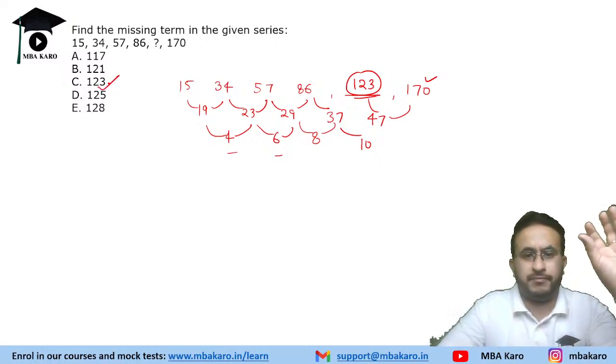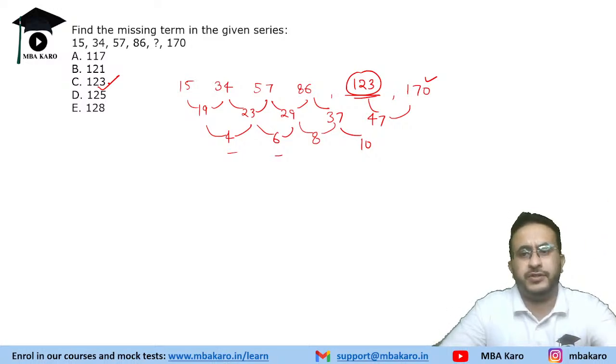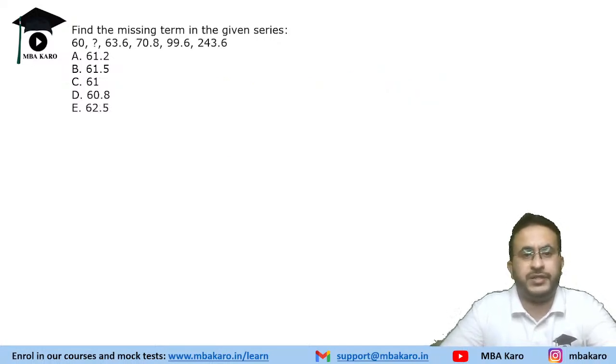So if there is no product, then take the difference, then the double difference. Okay, some pattern of the double difference will form. You will be able to solve the series. Okay, all right, next question.